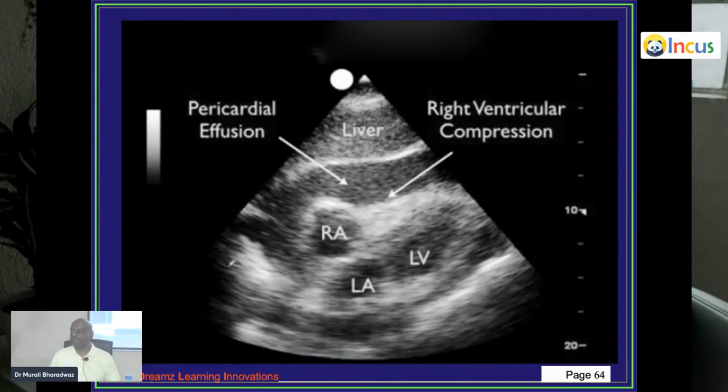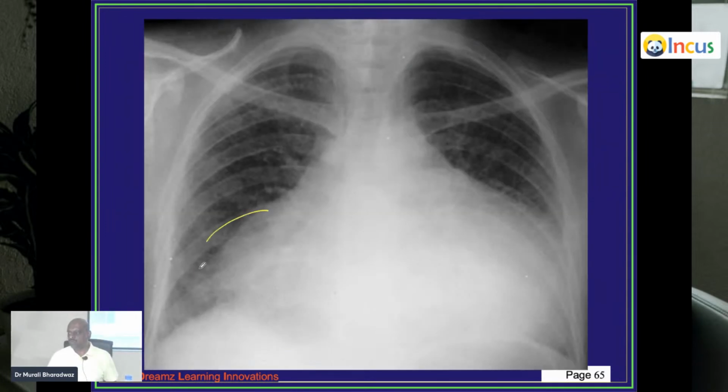So together. So what is this, doctor? This is the liver. This is the right atrium, left ventricle, left atrium, and between them. This is the left ventricle. This is what? Right ventricle. So the right ventricle is completely collapsed because of the fluid around. So what is this called? Leather water bottle. Leather bottle.